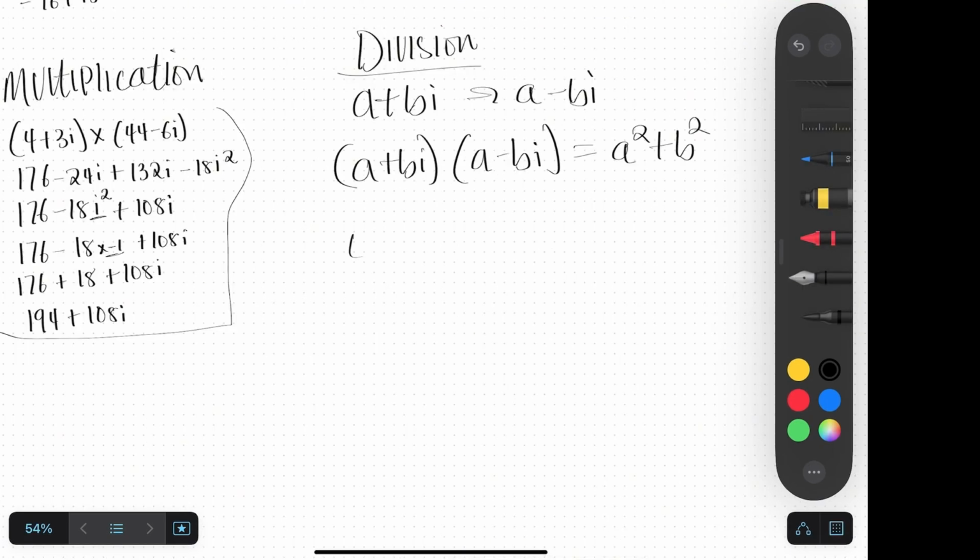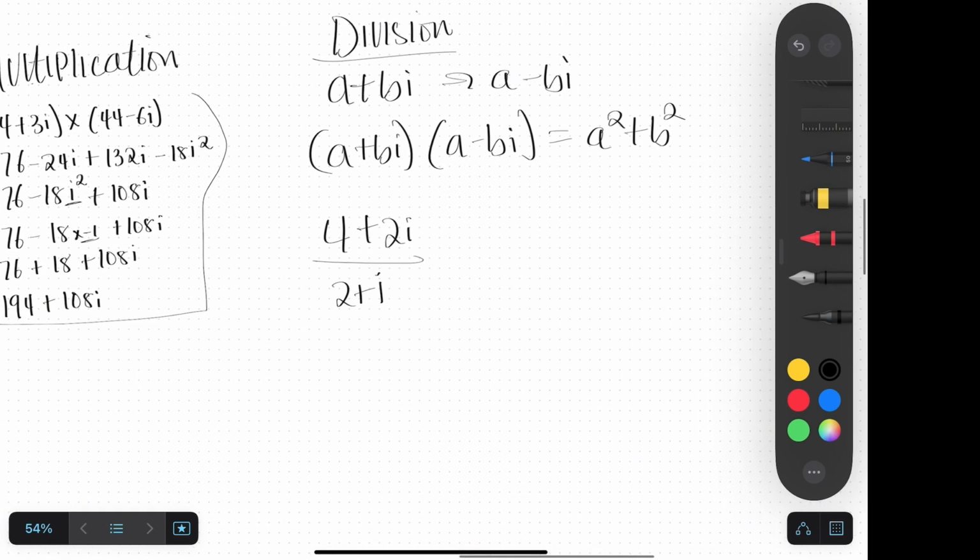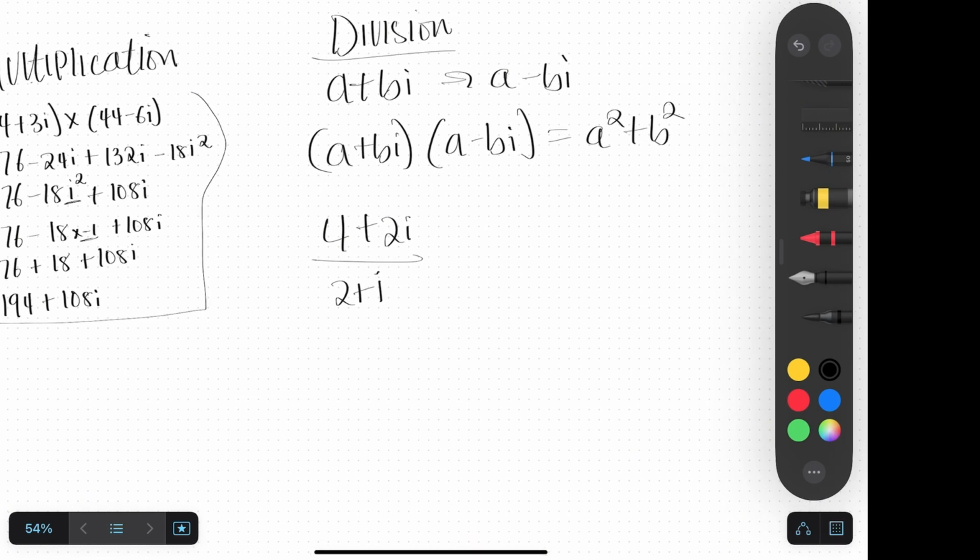Now that we know what the complex conjugate is, we're ready to divide. 4 plus 2i divided by 2 plus i. Let's multiply the top and the bottom by the complex conjugate to get rid of the i.